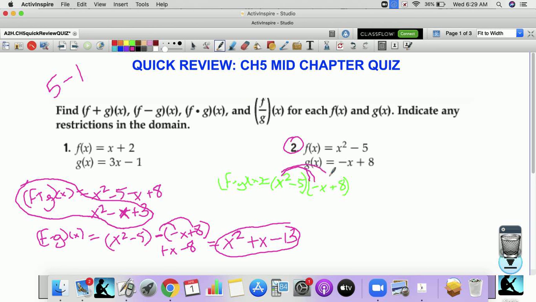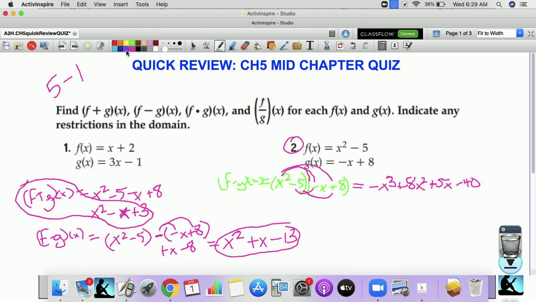So we're going to send this here and here. So I end up with negative x to the third, and then x squared times positive 8 is plus 8x squared. Then I'm going to send my negative 5 here and here, and I get positive 5x. And then negative 5 times 8 is minus 40. And then I should combine like terms. And looking here, it looks like I actually have no like terms to combine. So this will be my answer. I should put my label in front.